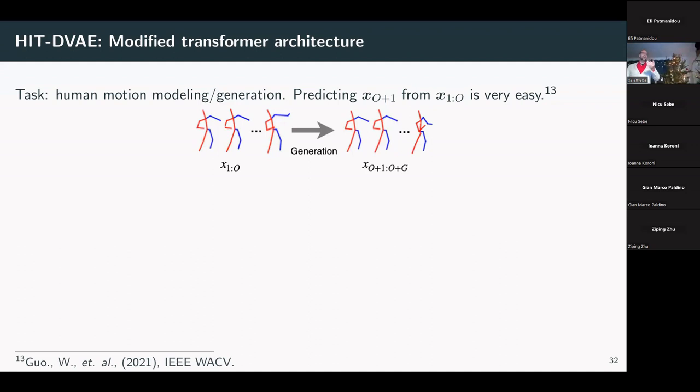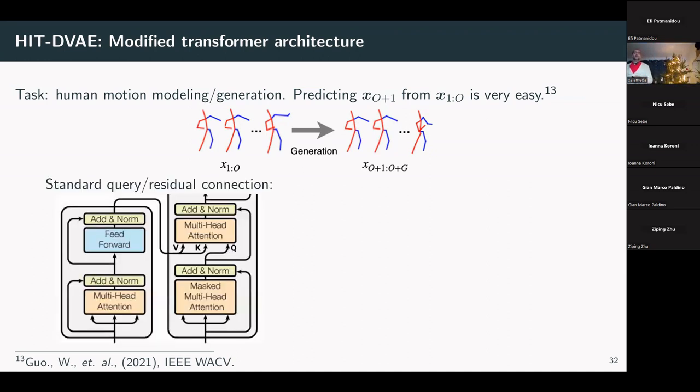Why? Because usually these are high frame rate, like 30 frames per second, and we don't move that fast, right? So it's fairly easy to predict just the next step. So what happens is that in the standard formulation of transformers, the query is the same one that has the same value that has a residual connection, right? And if you think about it, it doesn't matter how many layers of the transformer you have, there is always this residual connection that is going up and up. And because x_{t+1} is very similar to x_t, basically this residual connection is doing 90% of the work, okay? So you don't learn much, and then when you want to generalize, things collapse a little.